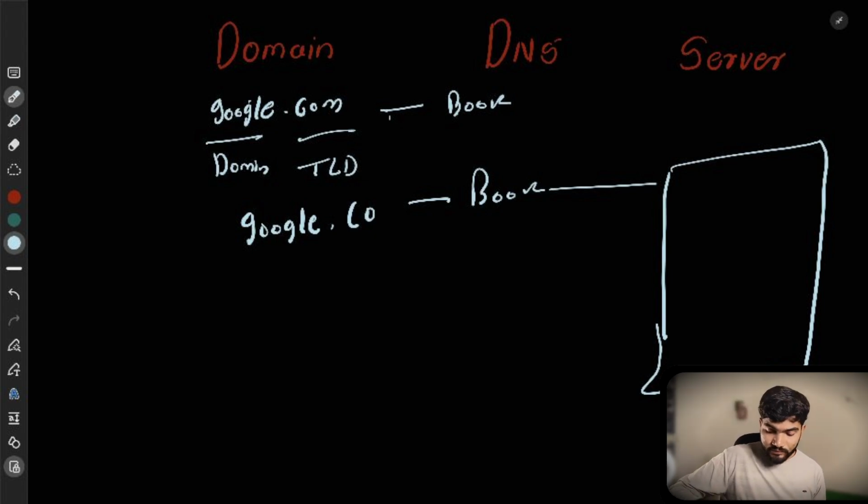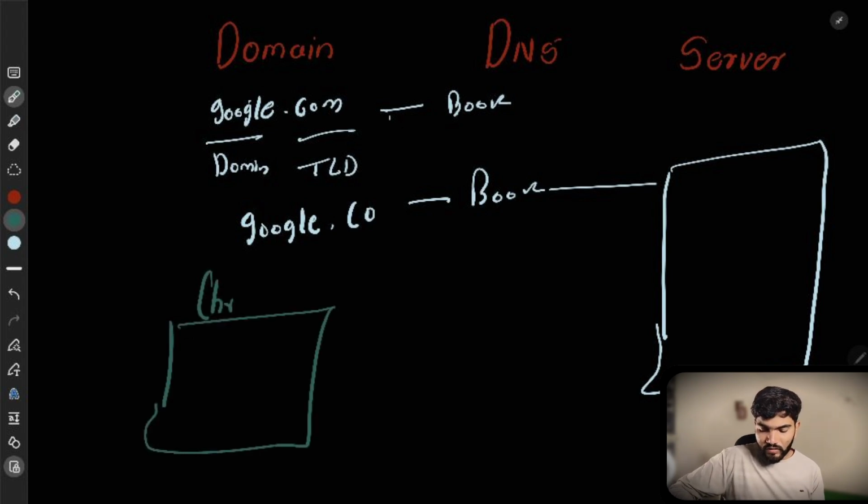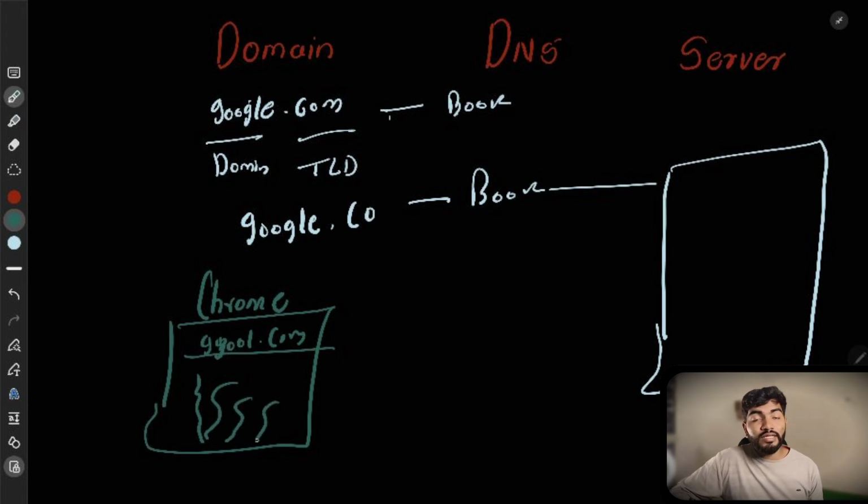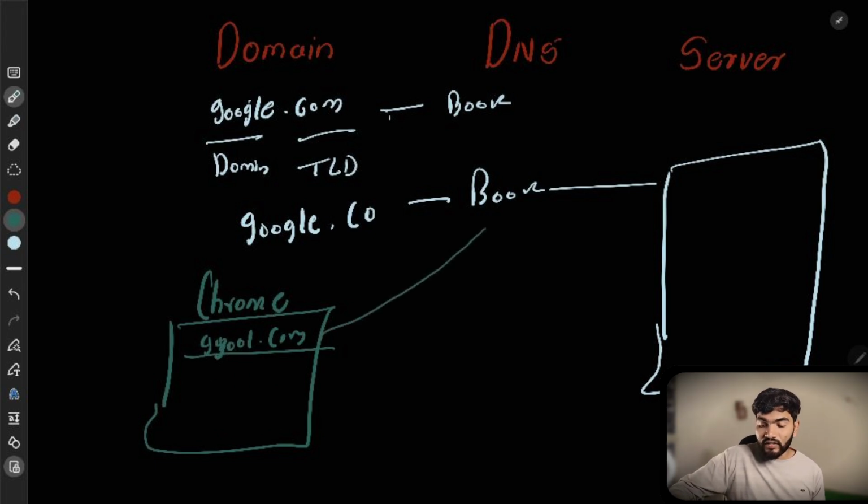So let's say this is my browser. Okay, so I am using Chrome. I'll say Chrome right here and I'll type google.com right here. Okay, sorry, spelling mistake, google.com. So when we enter google.com, the browser loads the Google website, right? But how does the browser know where to find Google's website? So what does the browser do? The browser will send a request to this particular book, or you can say DNS. Okay, let's say DNS. The browser will send a request to DNS.